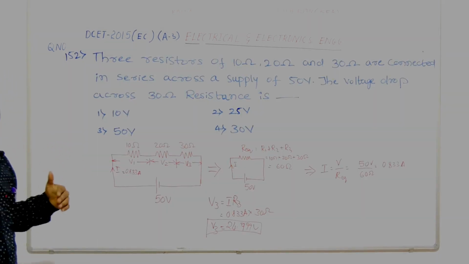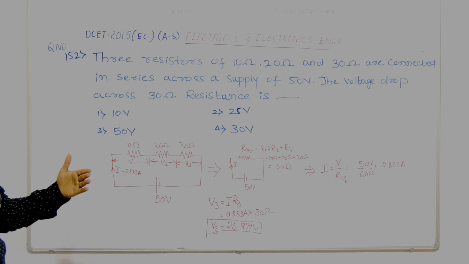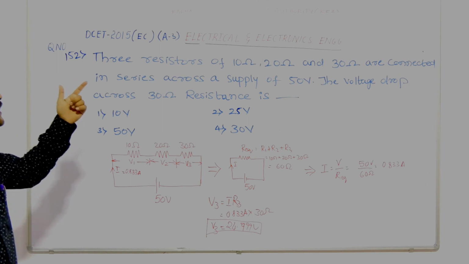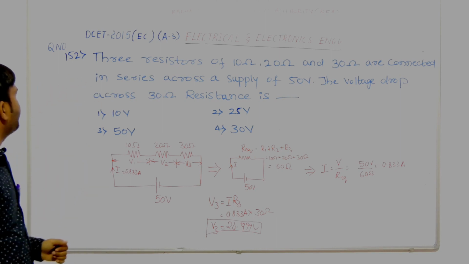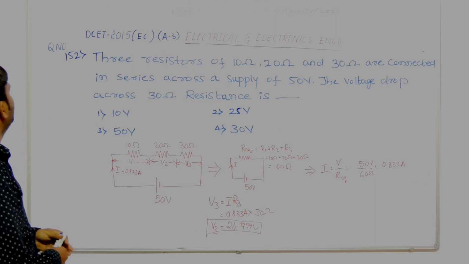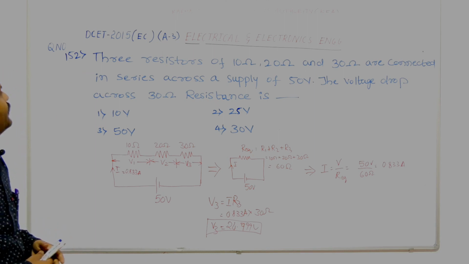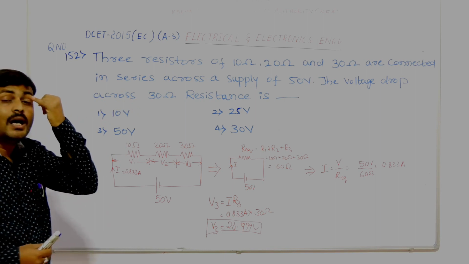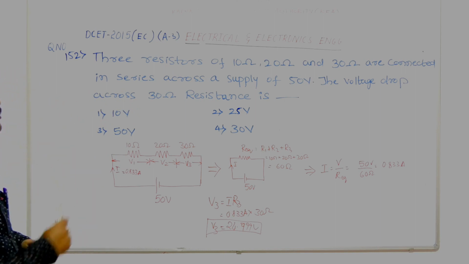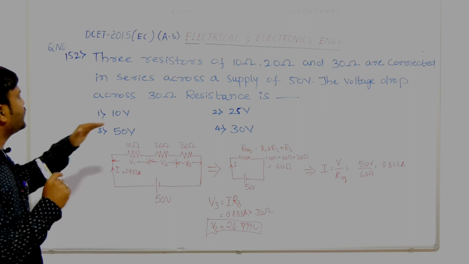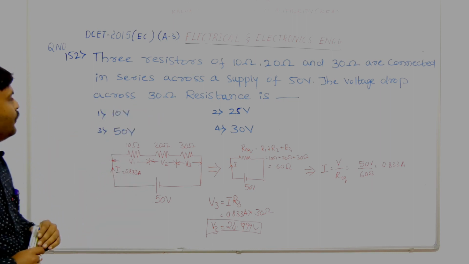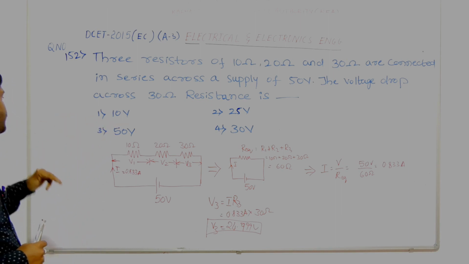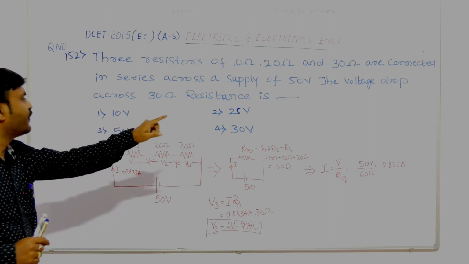Now let us move on to the next question. This question has been asked in the same question paper, DCET 2015 EC A3 series. The question number is 152. Three resistors of resistance 10 ohm, 20 ohm and 30 ohm are connected in series across a supply of 50 volts. The voltage drop across 30 ohm resistance is. So the options are 10 volts, 25 volts, 50 volts and 30 volts.